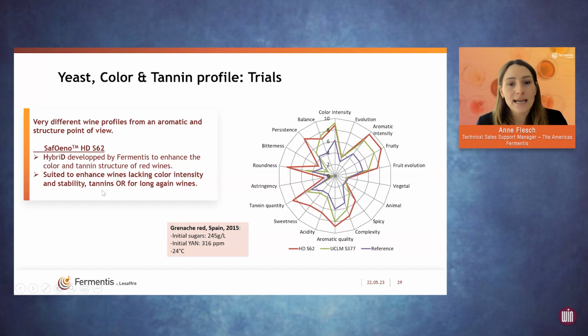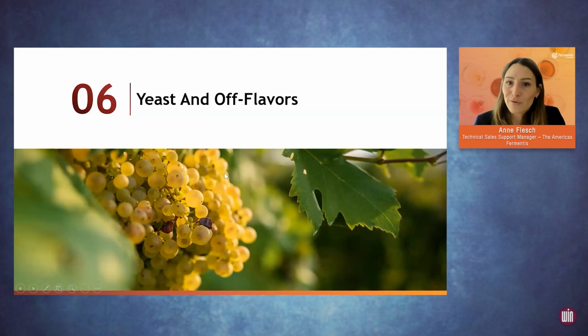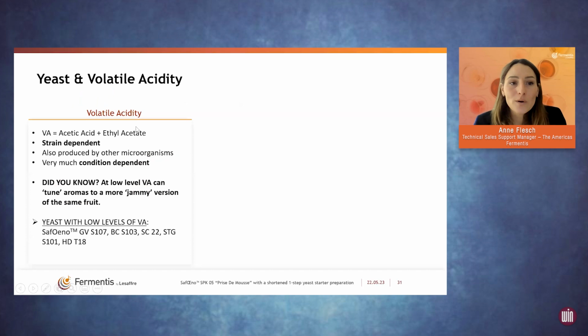All right, yeast and off flavors. We have to talk about this. All yeast can have great impact, and depending on the yeast you choose, you have seen that you can have very different effects. But unfortunately, yeast can also provide some off flavors to your wine. So one of the first off flavors we're going to talk about is volatile acidity, which is a production of acetic acid and ethyl acetate. It is indeed very strain dependent.